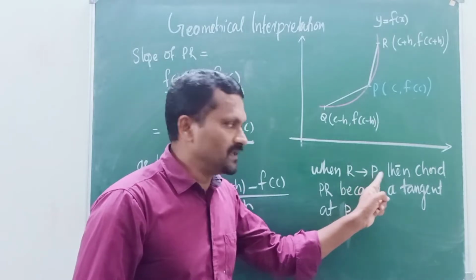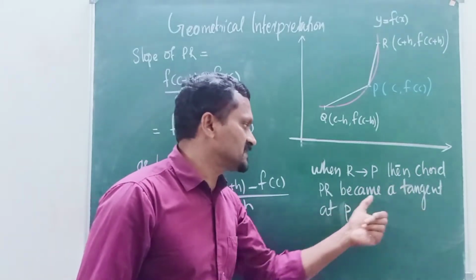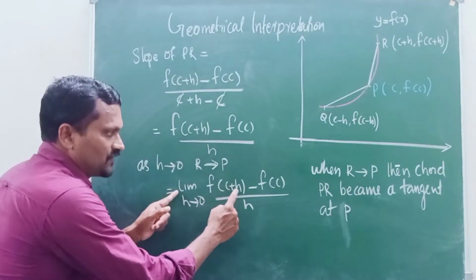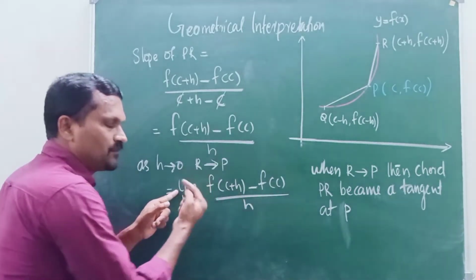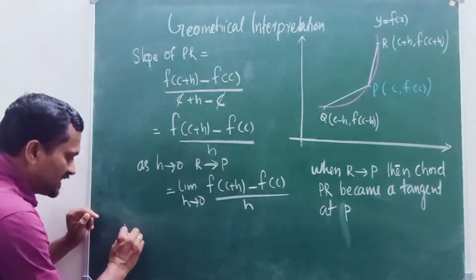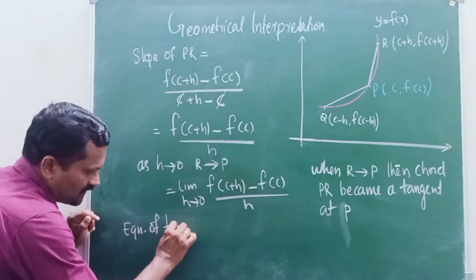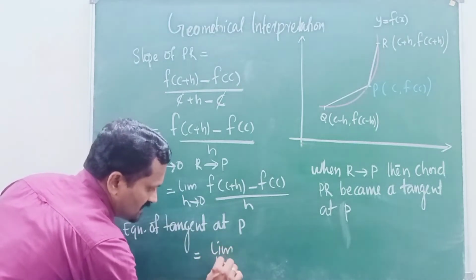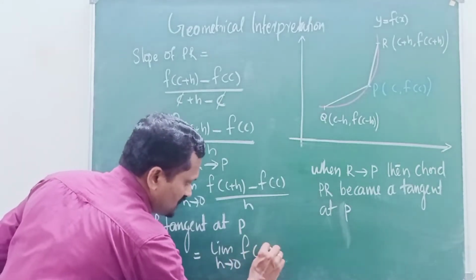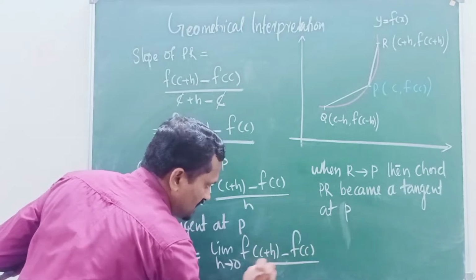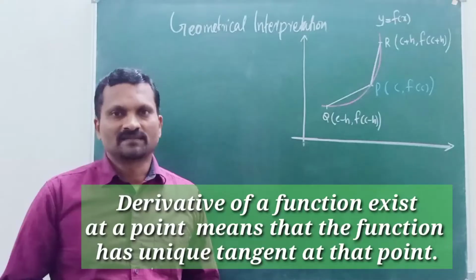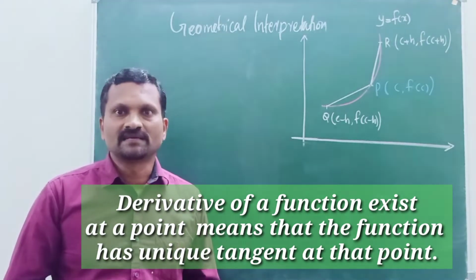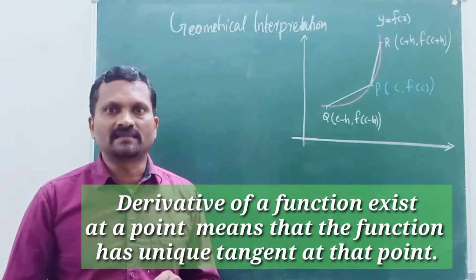When R tends to P, then chord PR becomes a tangent at P. Therefore, this expression, the limit as h tends to 0 of (f(c plus h) minus f(c)) divided by h, becomes the slope of the tangent at P. That is, the derivative of a function exists at a point means that it has a unique tangent at that point.